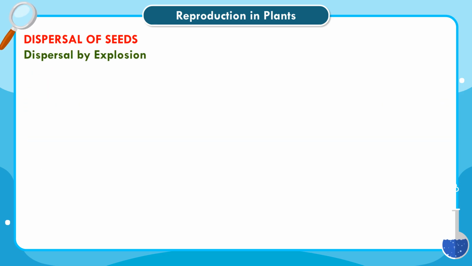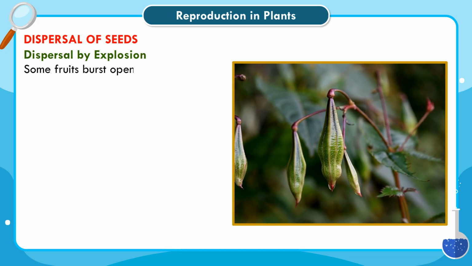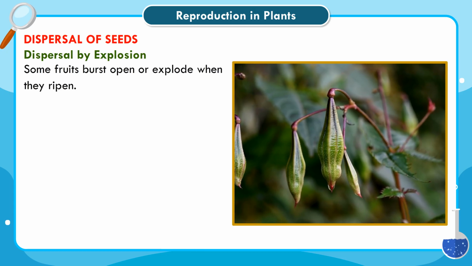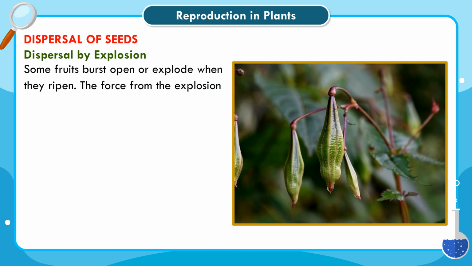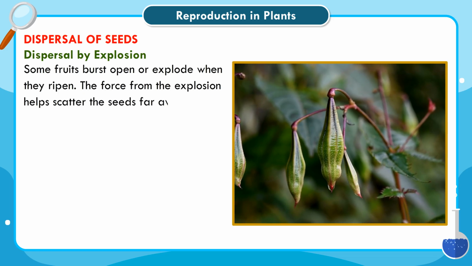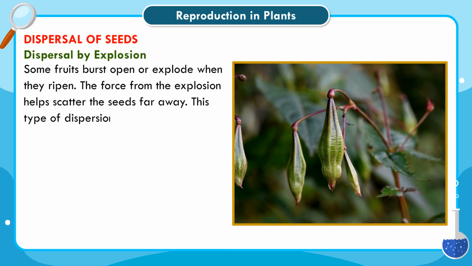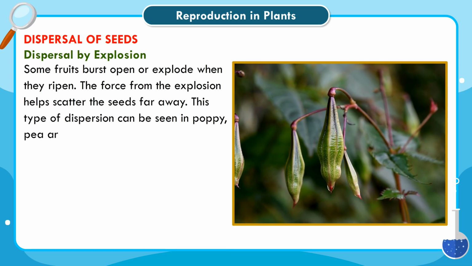Dispersal by explosion. Some fruits burst open or explode when they ripen. The force from the explosion helps scatter the seeds far away. This type of dispersion can be seen in poppy, pea and balsam.